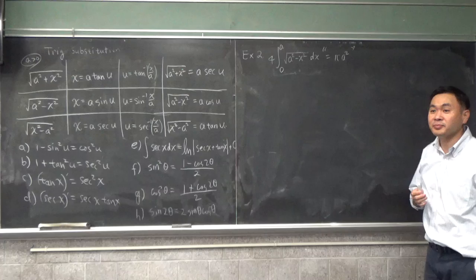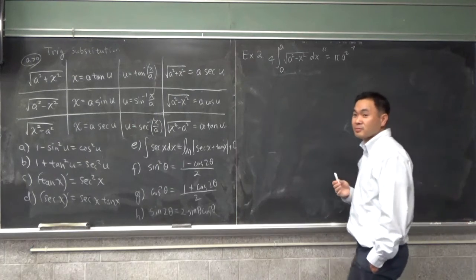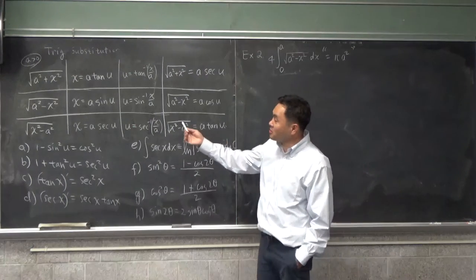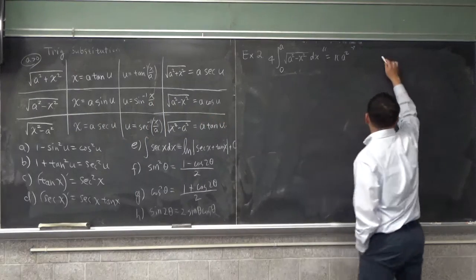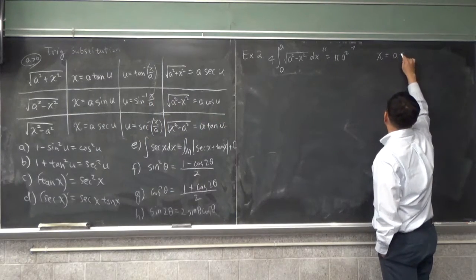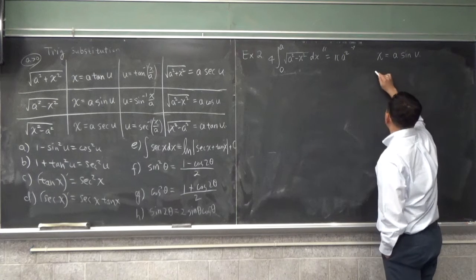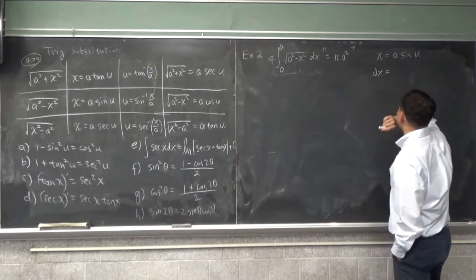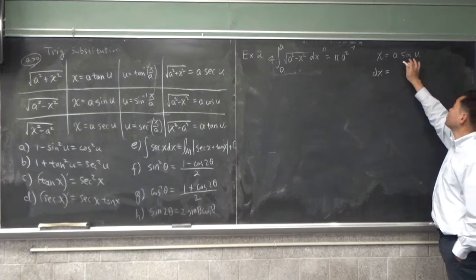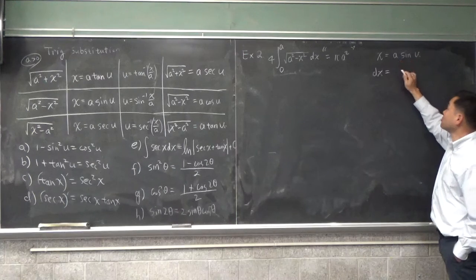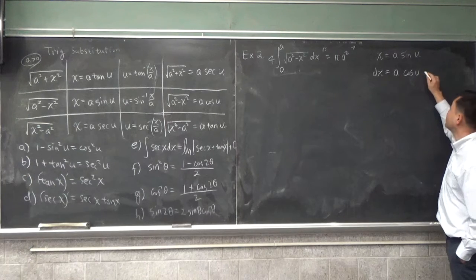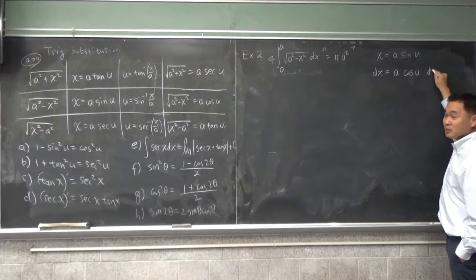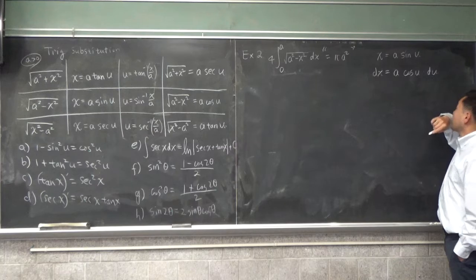What do we do? In the chart, which one is it? x equals a sine u. That's what we need to do. We set x as a sine u, and then dx would be? You differentiate both sides, where a is a constant, so what is it? a cosine of u times du.